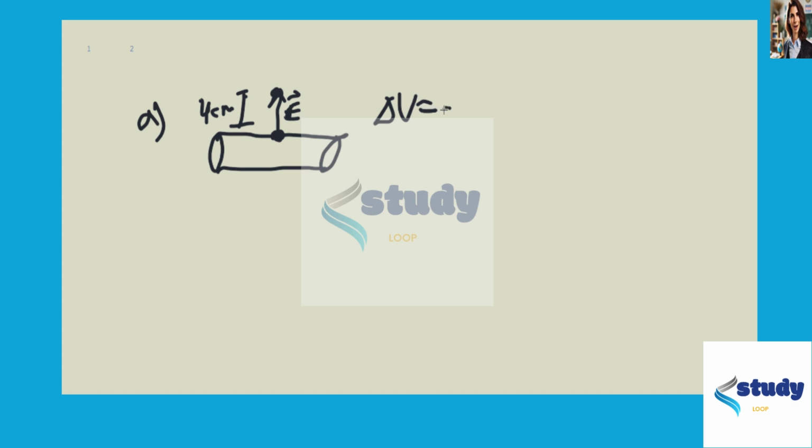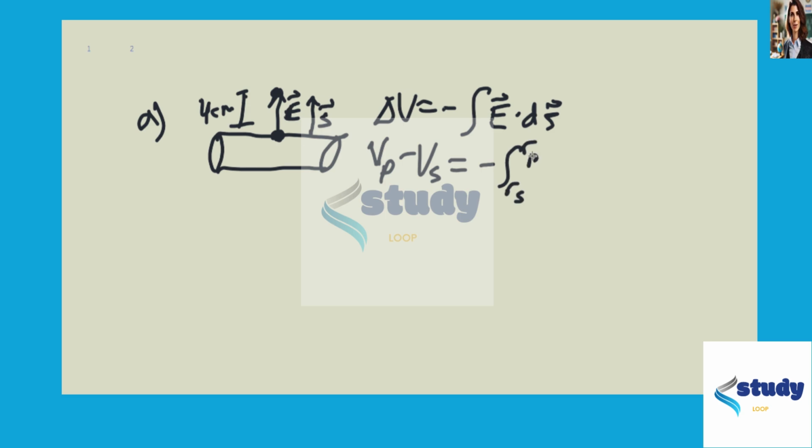And so what we can do is delta V is equal to minus the integral of E dot ds, where ds is a path integral between our two voltage points. I'm going to choose an integral path s that runs in the same direction as my electric field. So then we have V at our point minus V at our surface is equal to minus the integral from R at our surface to R at our point of our electric field.